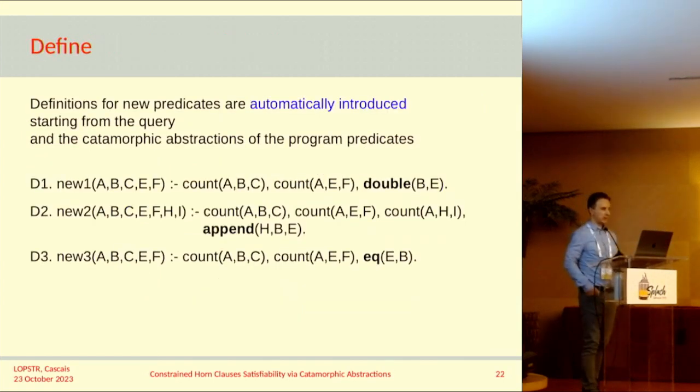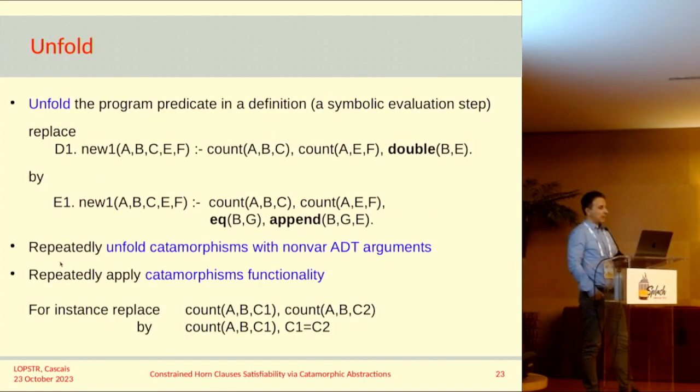Let's see each step briefly. First, definitions are introduced for new predicates. Predicates not occurring in the original program are automatically introduced using the query and the catamorphic abstractions for the program predicates. So we introduce in our example these three definitions. Then we unfold the program predicate in a definition once. So if we have this definition clause here, we unfold double, and we replace double with the conjunction equal, append.